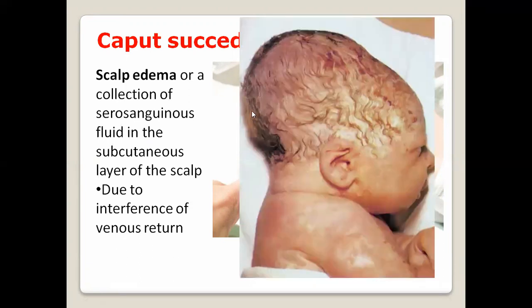So this caput succedaneum will be seen near the vertex of the skull, that is, the pointing part of the skull. And usually it will be bilateral. It will cross to the opposite side. It will subside spontaneously within a week or two.